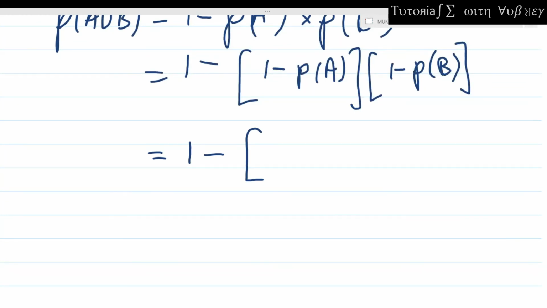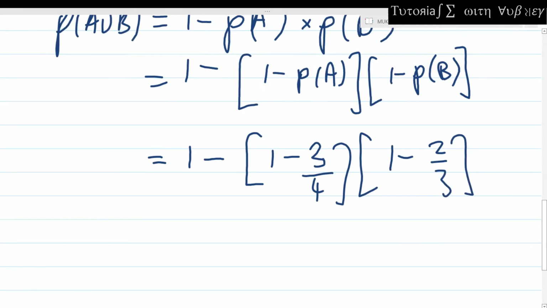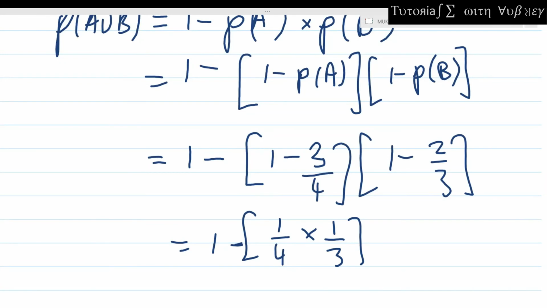in brackets, 1 minus probability of A, which is 3 over 4, so 1 minus 3 over 4 will be 1 over 4, times 1 minus 2 over 3, which is 1 over 3, which will be equal to 1 minus 1 over 12, which is 11 over 12.